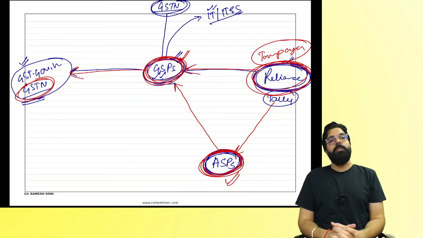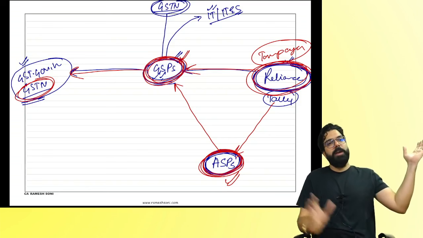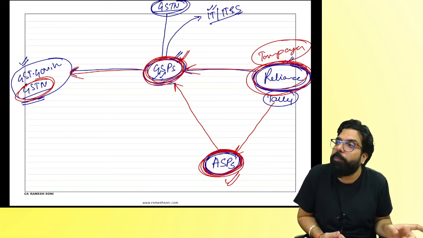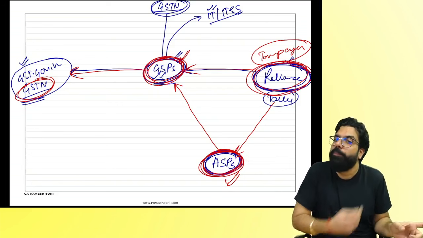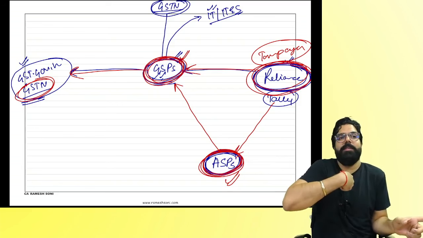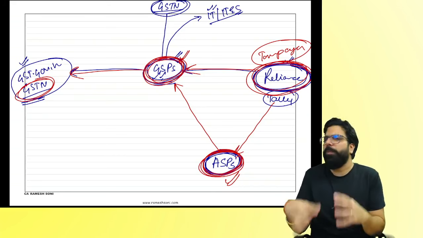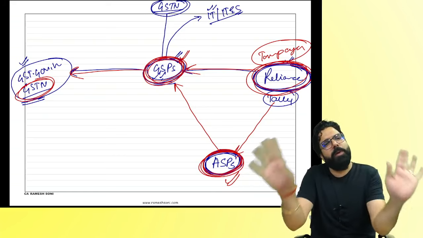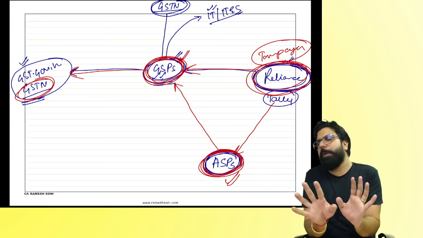So if I tell you GSP, GSP is a link between whom? Taxpayer and the GSTN. If I talk about an ASP, application service provider, he is a link between whom? Taxpayer and the GSP. Are we clear everyone? So basically, application service provider develops the application. If application service provider is not required, then GSP only will develop the application.